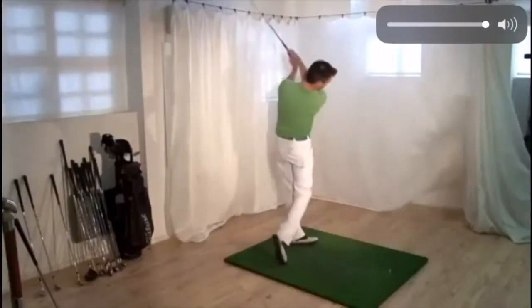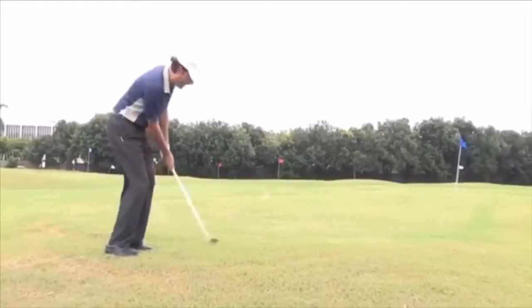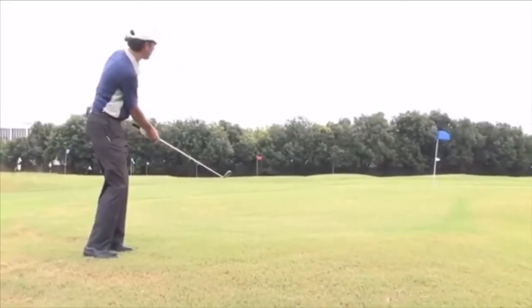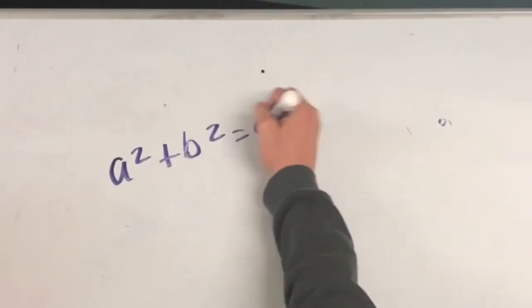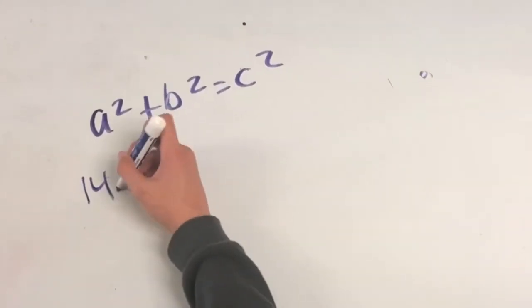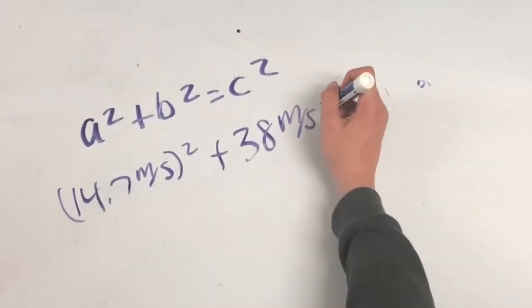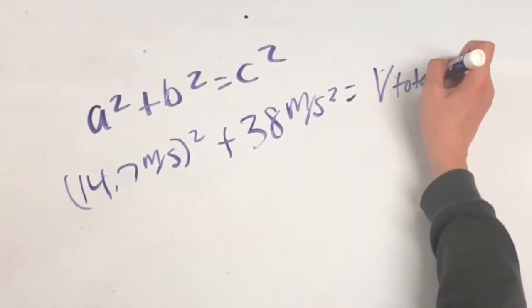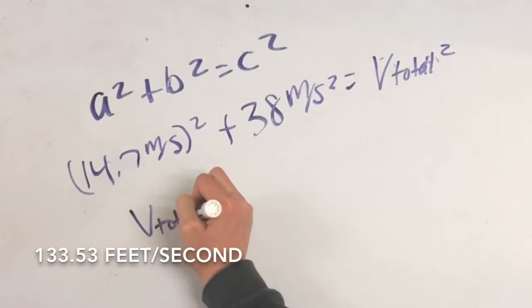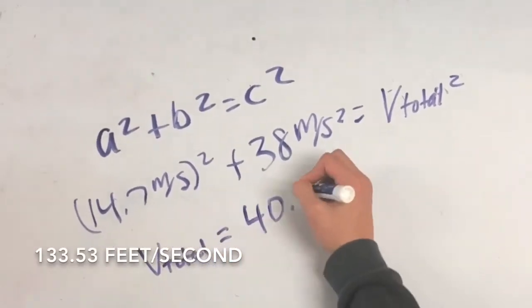When you're driving a golf ball, horizontal velocity should be similar to vertical velocity. But when you're chipping a golf ball, vertical velocity should be much greater than horizontal velocity because the ball goes at a higher launch angle. To find the total velocity of the ball, we found the hypotenuse of the two other velocities, and we found it was 40.7 meters per second.